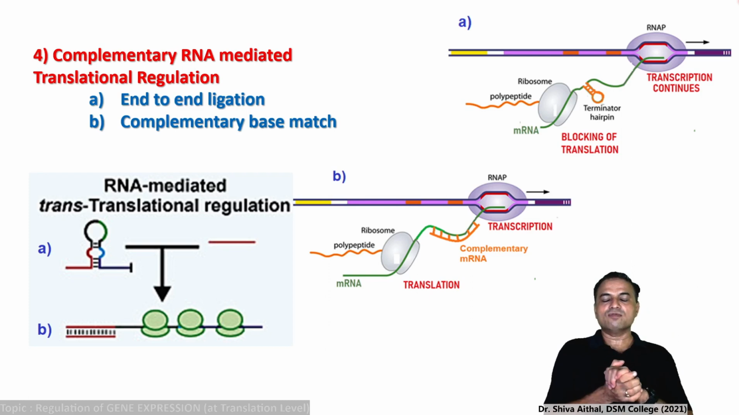The last type of translational control which we are going to discuss here is the complementary mRNA mediated translational regulation. So you can see a short mRNA is synthesized. I am showing you two different structures. Come to this A structure here, follow the laser pointer. This green line here is the mRNA, the normal mRNA which is synthesized by transcription. Transcription is going on. But suddenly there is a small mRNA which can be present in the cytoplasm.